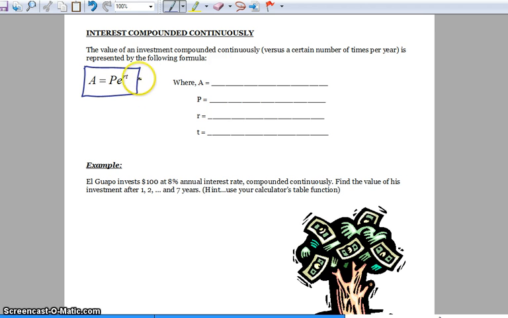But what's different about this is it will always be the best one, because compounding every second of every day will always give you more interest than any of our other 2 methods. But unfortunately, banks today do not really use this. You'd be hard-pressed to find a bank that compounds continuously. But again, you plug in your values and solve using the same methods we talked about before.